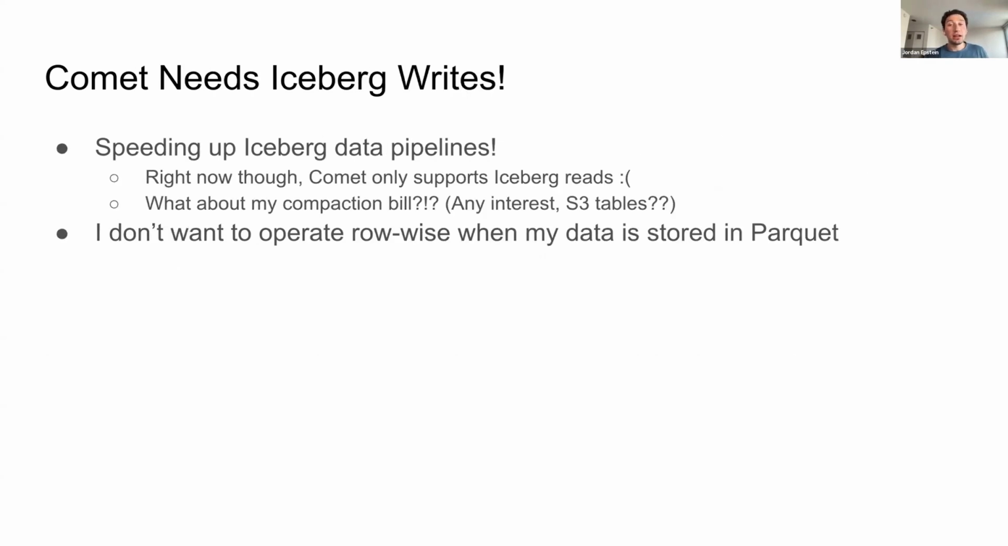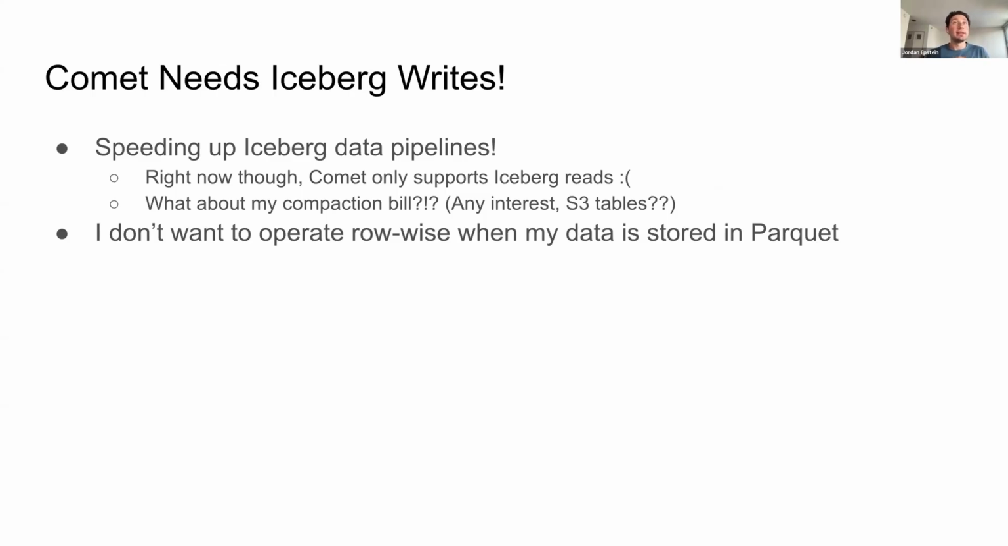Now, one thing that has been missing up to this point in Comet, and I've seen a few tickets on GitHub in order to implement it, and it's also very relevant for me, is to be able to write Iceberg data. For now, right now, like I mentioned, Comet is read-only when it comes to Iceberg, and this is something that we'd really like to implement.